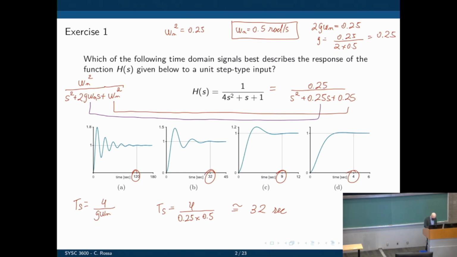All right, so the answer to this question is B.